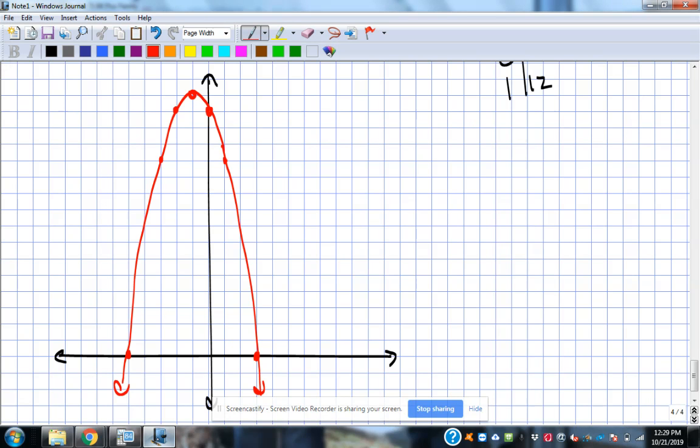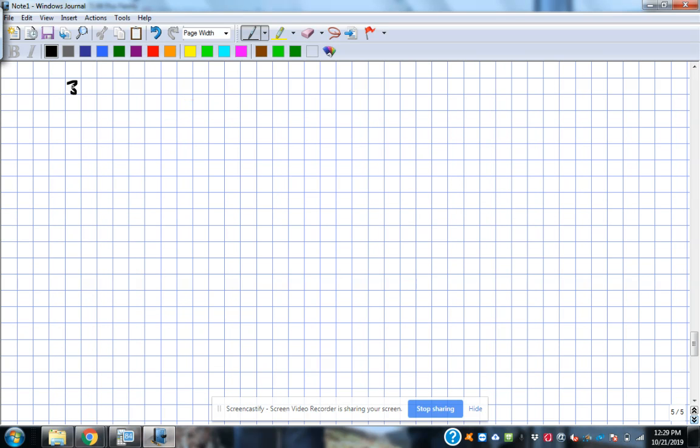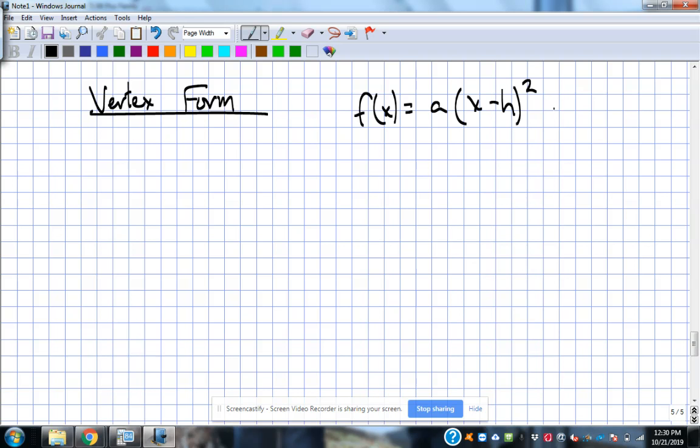So standard form, intercept form. Intercept form has some shortcuts for x-intercepts. Standard form has a shortcut for the y-intercept. The next form has a shortcut for the vertex and axis of symmetry. It's called vertex form. Let's talk about vertex form. f(x) = a(x - h)^2 + k. Vertex form has a squared factor in the middle, and the h and the k are your vertex.